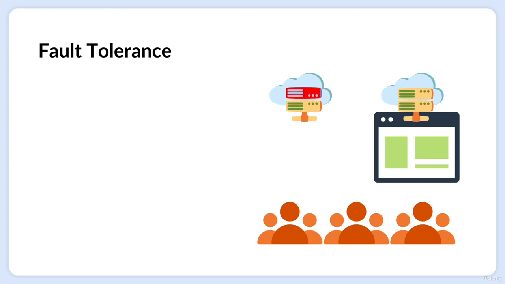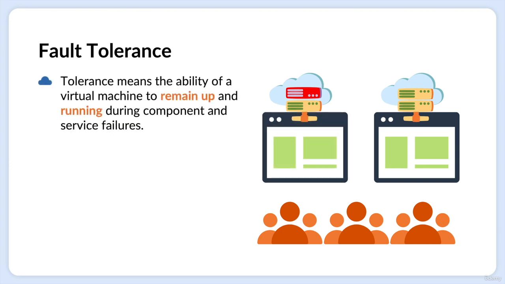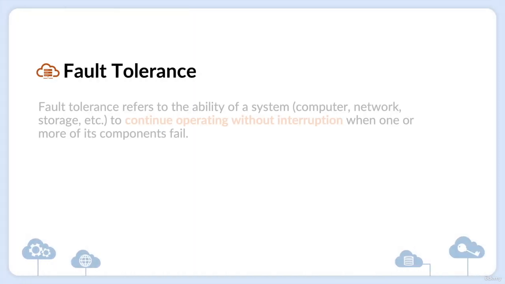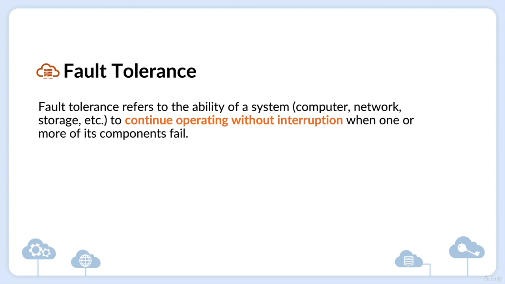To cope with such situations, you need a fault tolerant system. Tolerance means the ability of a virtual machine to remain up and running during component and service failures. A fault tolerant system takes care of any failure, repairs it, and keeps the application running. So, fault tolerance refers to the ability of a system, computer, network, storage, etc., to continue operating without interruption when one or more of its components fail.